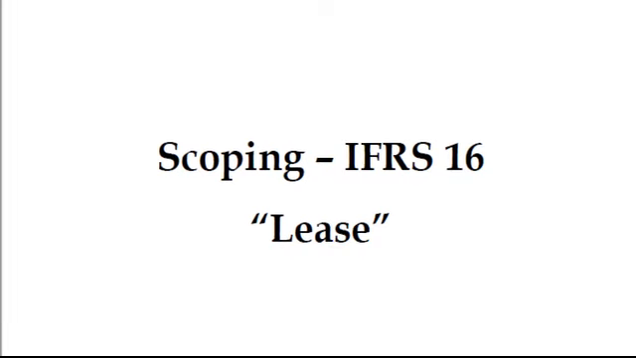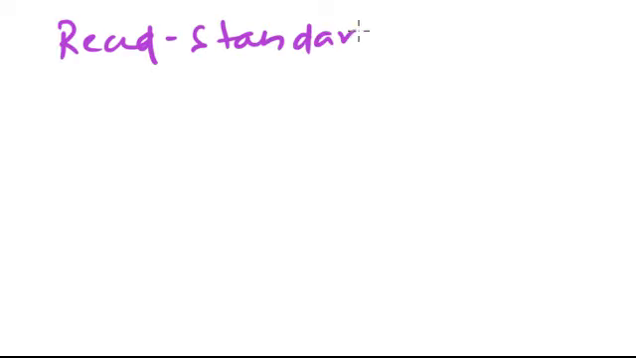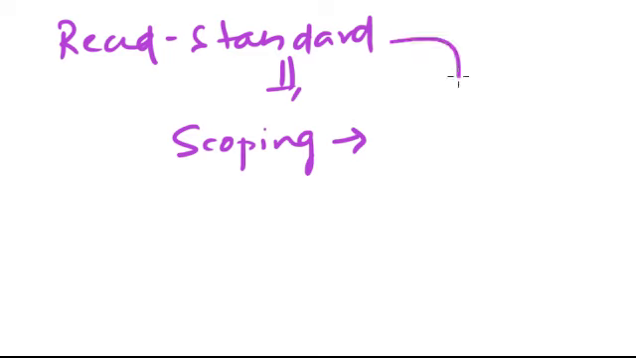In this video, we're going to have a discussion about the scoping of IFRS 16 leases. Before understanding IFRS 16, I want to explain something. Whenever you read any standard in IFRS, the first thing you need to see is the scoping, which specifies the ambit, or the area, that is covered by any specific IFRS that you read.